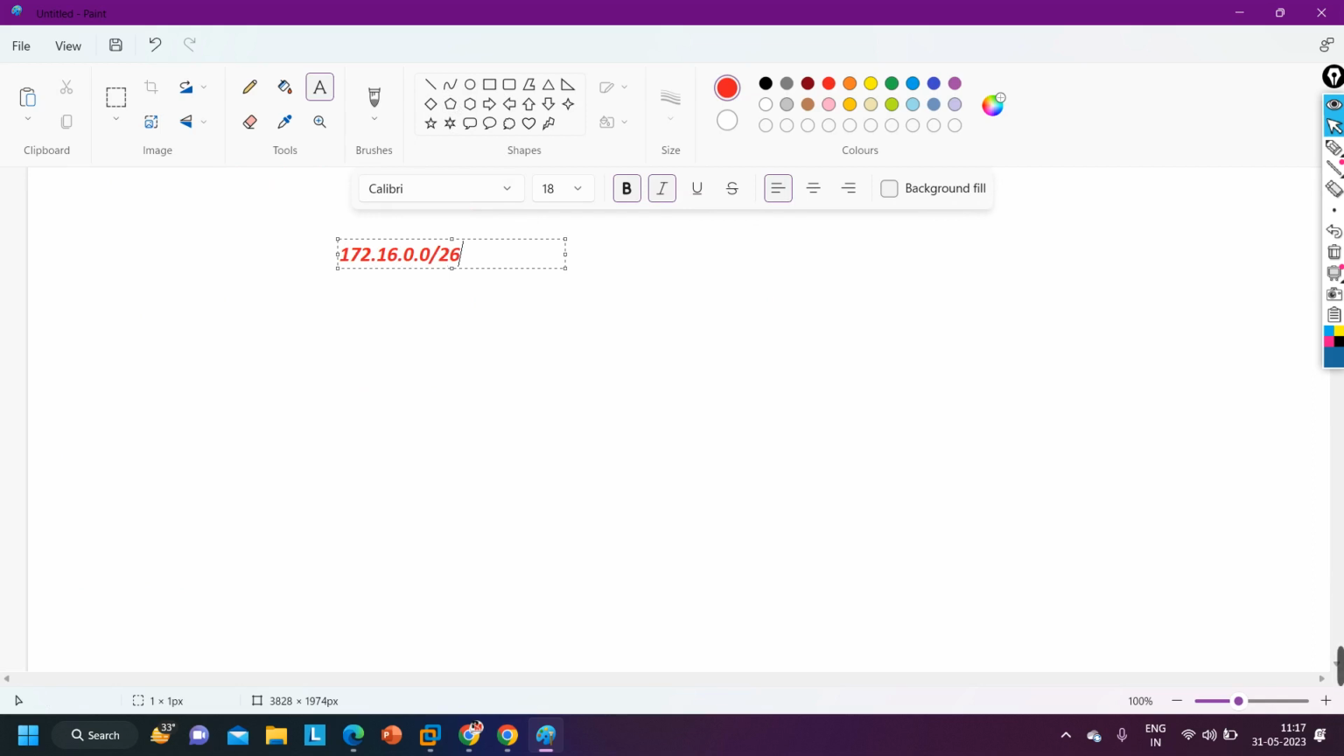I'm using slash what? 26 or not 26. Let's say use 23. Okay. So can anyone tell me what will be the subnet mask?